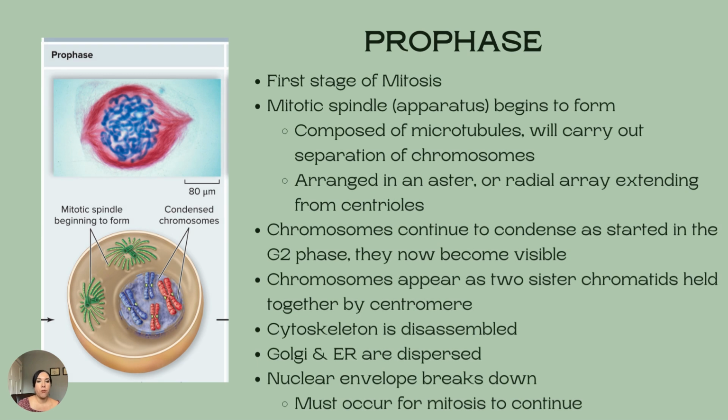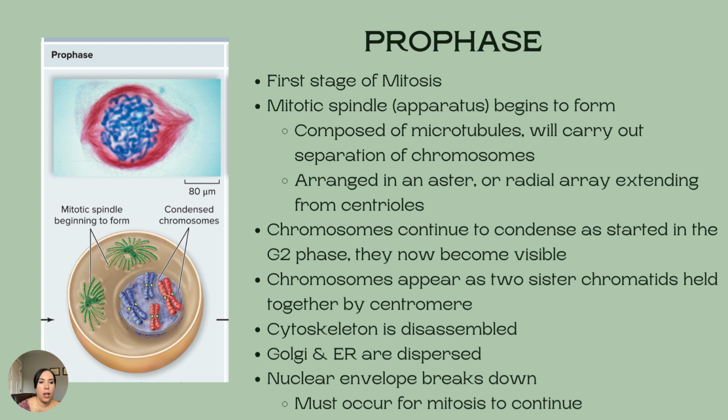So, beginning with prophase, which is our very first step of mitosis, you're able to see the mitotic spindle form. Happening right outside of the nucleus, the mitotic spindle begins to form out of your centrioles. You'll see those little green branches coming outward from the centrioles, and that's like a radial array, also called an aster.